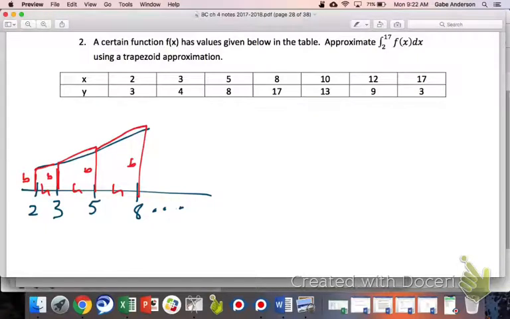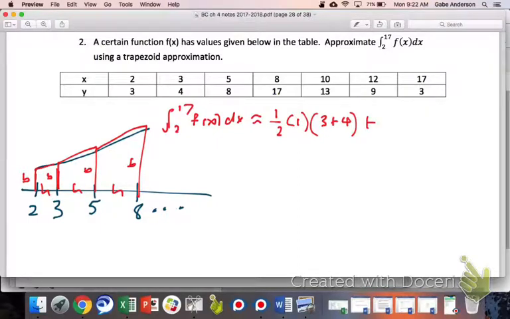Okay, so for the first one, I would say the integral from 2 to 17 of f of x dx is approximately 1/2. My first height is only going to be 1 because the difference between 2 and 3 is 1. And then my bases are going to be 3 plus 4. Does it make sense with what you guys have? If it does, let's just let you run with it for a couple of minutes and see where you end up. I'll be around to answer questions.